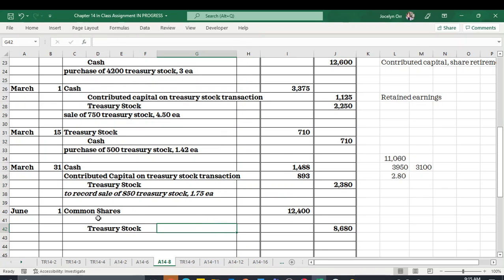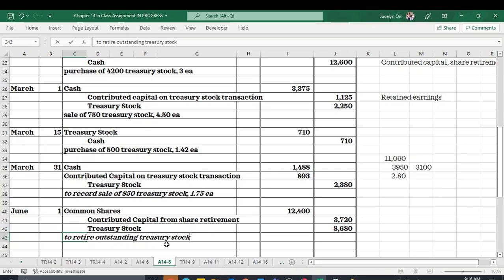Sorry about that. So then when we look at the difference between our debits and our credits, we need an additional credit of 3,720, and we're going to use that contributed capital from share retirement. Okay, so this is a different contributed capital than our treasury stock transactions. This is based on our retirement amount. Okay, and this is to retire our outstanding treasury stock.